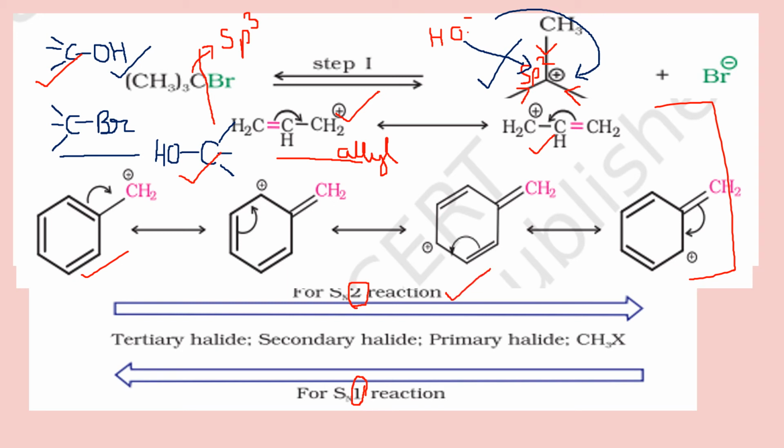So here methyl will have the minimum probability of showing this mechanism because CH3 carbocation is not stable. Then primary halide, at least one R group would be there. It is more stable than CH3 plus. So that's why its carbocation would be more stable than CH3 plus. That's why the order is like this. It is increasing this way. And maximum would be tertiary.